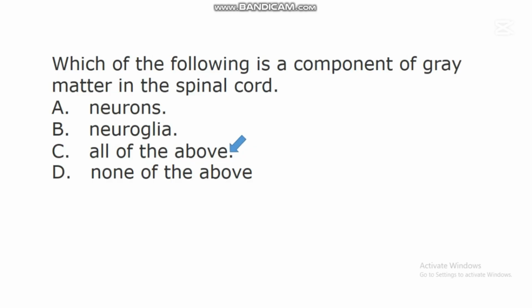All of the above. The gray matter of the spinal cord contains neurons, it contains neuroglia and other things. So this gray matter contains nerve cells called neurons, and it also contains non-neuronal cells called neuroglia.